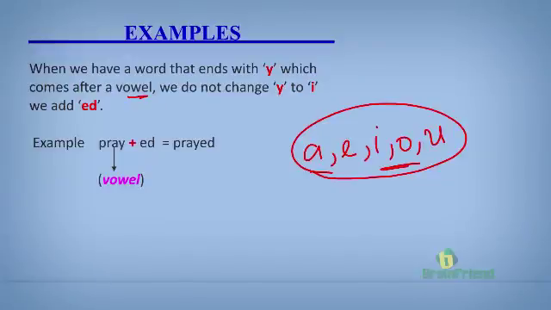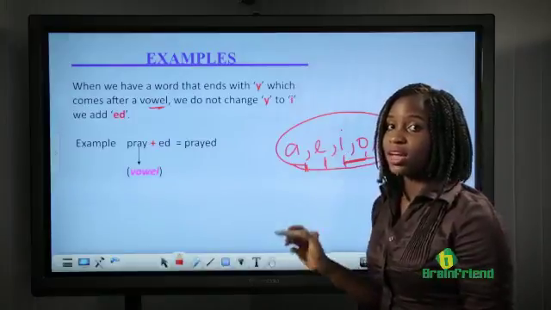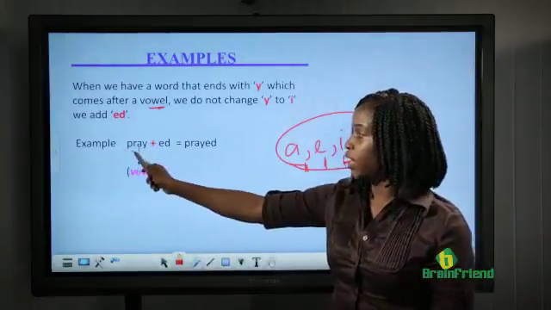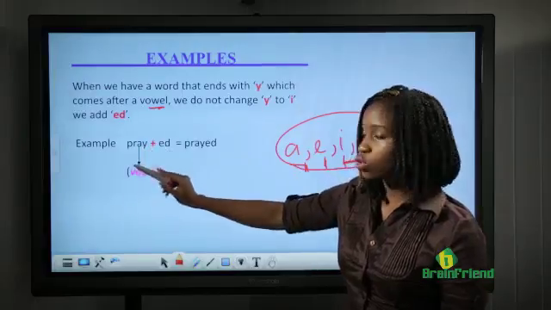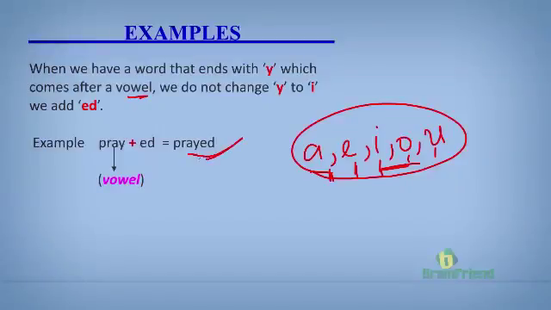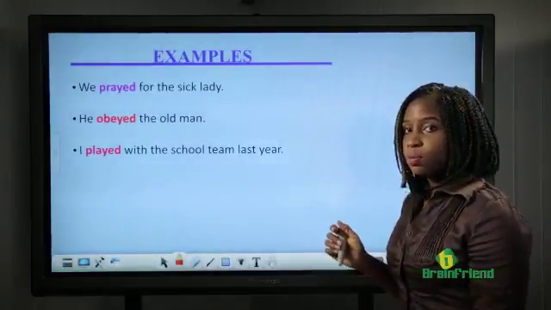So whenever you come across any of these letters before y, you do not replace the y with i. You just add ed, like it is for the word pray. We have a vowel a before the letter y. So we do not replace y with i, we just add ed, making it prayed. You understand that, right? Now, let's see some examples.